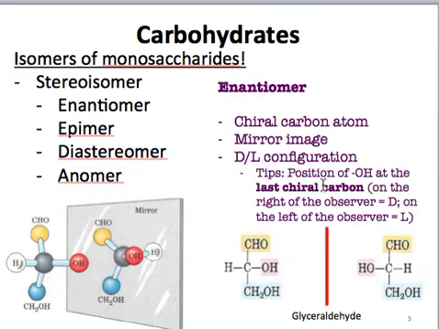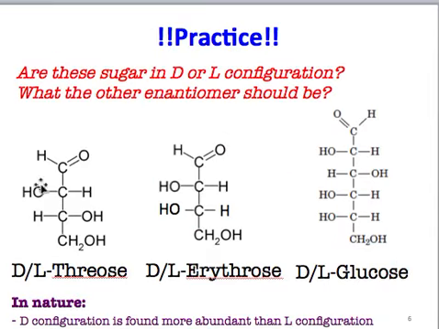To determine whether the structure of monosaccharide is D or L form, the last chiral carbon atom is considered. If the hydroxyl group is written on your right hand side, it is D form, while on your left hand side it is L form. Can you determine which of the following structures is D or L form? In nature, D monosaccharide is much more dominant than L monosaccharide.